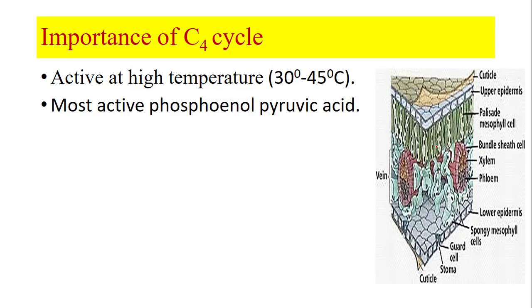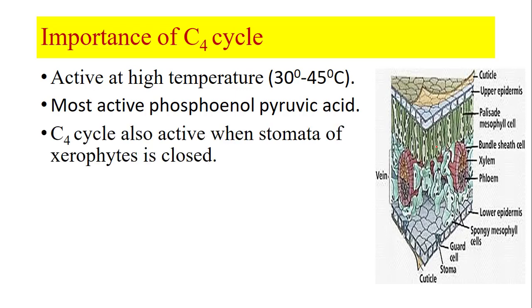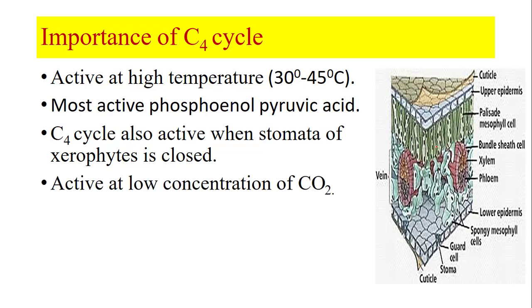Most active phosphoenol pyruvic acid in C4 plants. C4 cycle is also active when stomata of xerophytes is closed. In xerophytes, stomata is closed in daytime. When stomata is closed, C4 cycle or photosynthesis is active. As a result, starch or glucose is formed or synthesized.